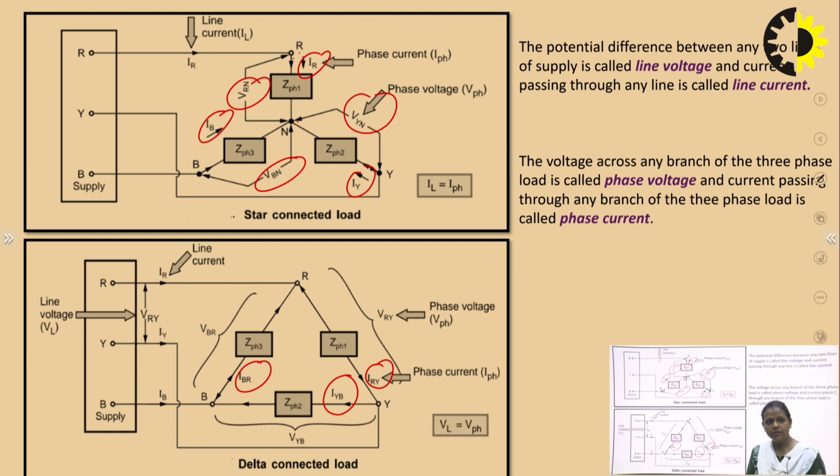So we derive the relation for the star value. For delta value, you can refer another lecture which I have already recorded for the delta value. So for star value today, in this lecture we will only derive relation for line and phase value for the star connection.